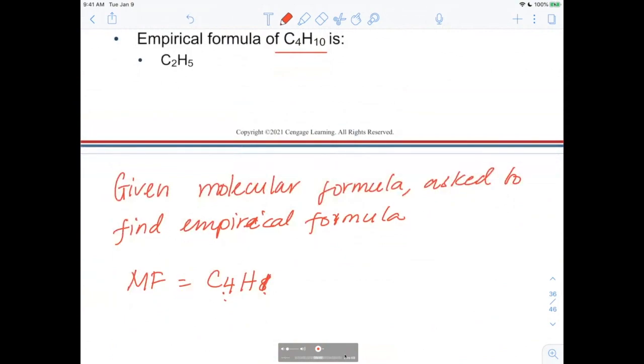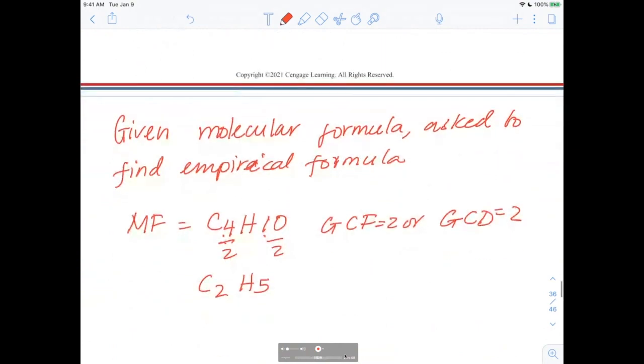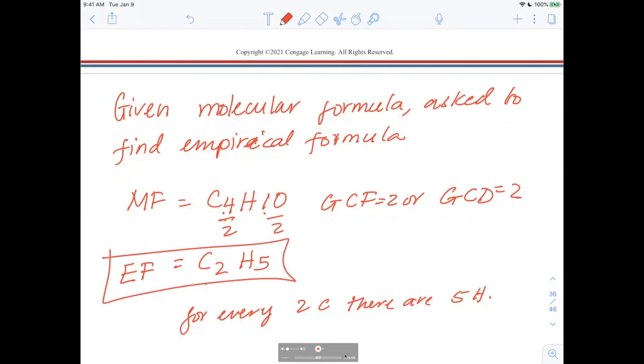I said 10 and I wrote 8. Between these two, the greatest common factor is what? Greatest common factor or greatest common divider. I've heard students say greatest common divider, so I'm going to write it like that. It's 2, right? So if you divide both of these by 2, we get C2H5. So you want to simplify this until it can't be simplified anymore, and then this becomes the empirical formula. So for every 2 carbons, there are 5 hydrogens. This is the empirical formula, simplest whole number relationship.